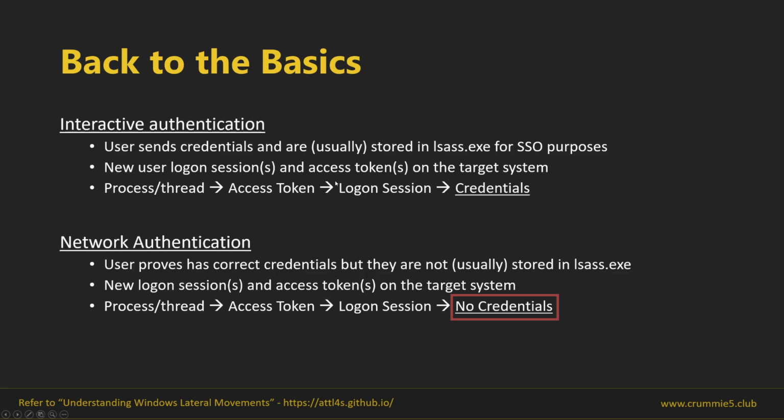New logon sessions and access tokens will be created when we authenticate into a system. Okay? And the relationship between all these components is this one. We have our processes and threads. These processes and threads will have an access token representing us for local purposes. If we are Vegeta, we will have a Vegeta access token.